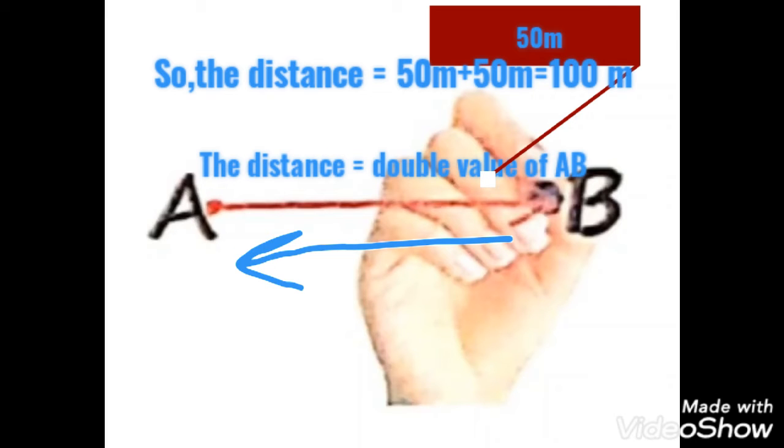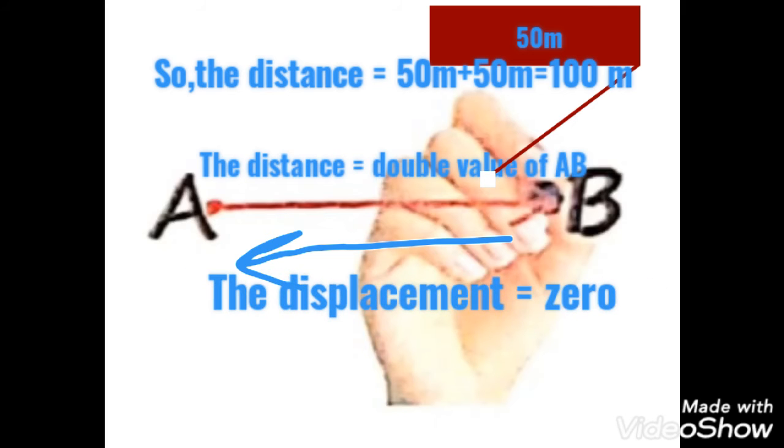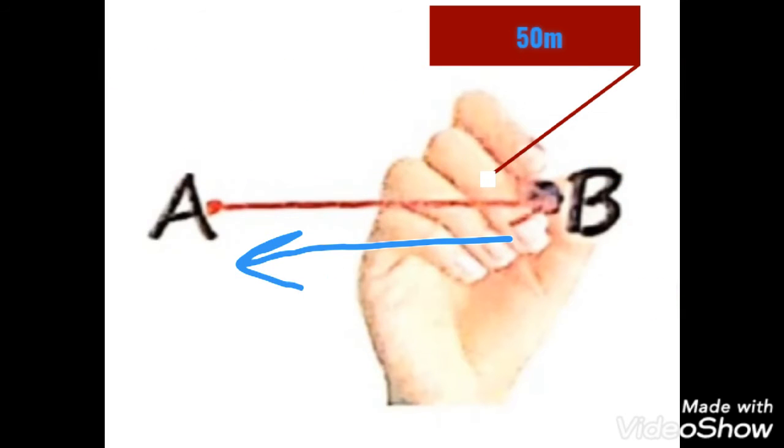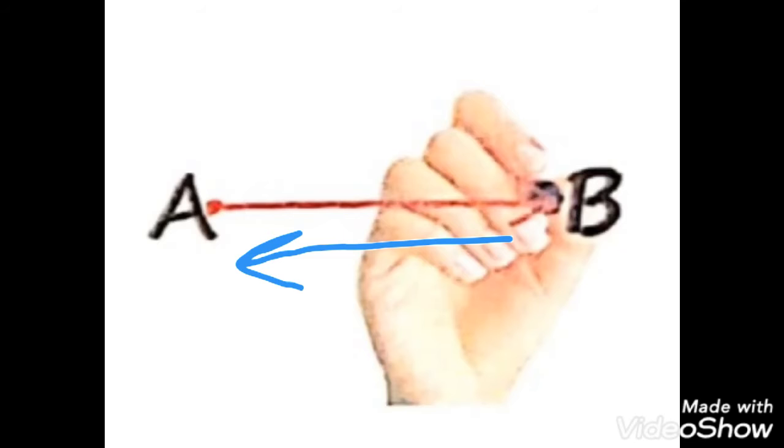What about the displacement value? The displacement value in this case equals 0. Why? Because it returned back to the initial position again, so we don't have any displacement.